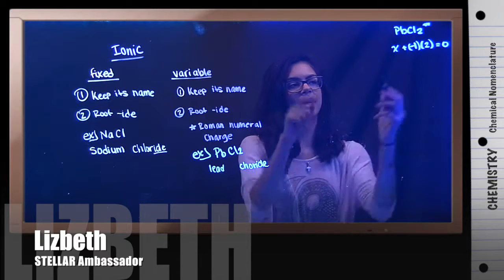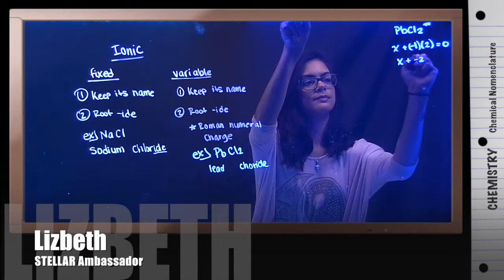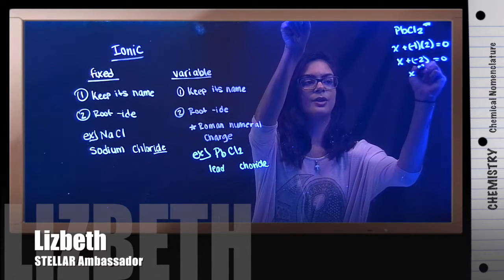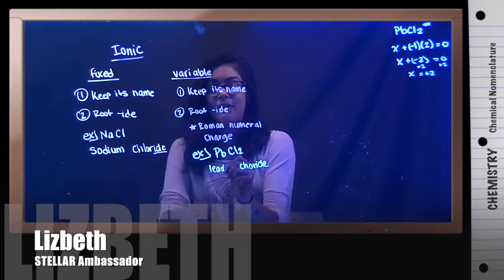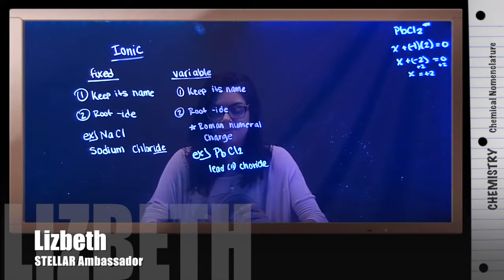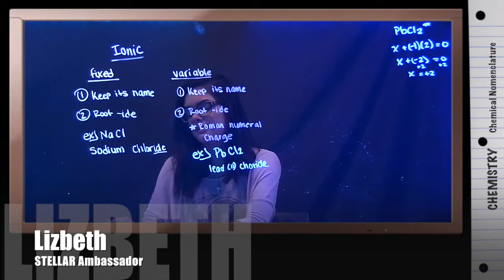So now we're just going to solve for x. So x minus 2 is equal to 0. Now we can just say, we add 2 on both sides, so x is equal to +2. That means now this will change the name to lead(II) chloride. And that's basically how you write the variable ionic compounds.